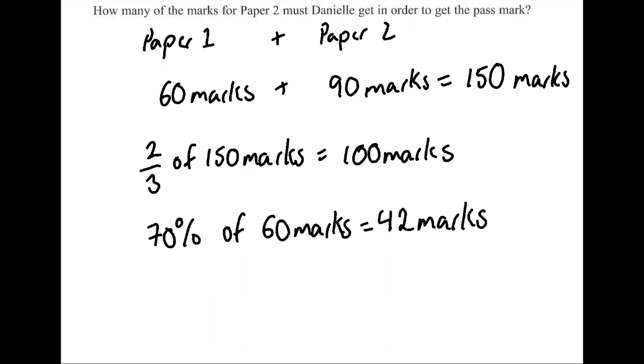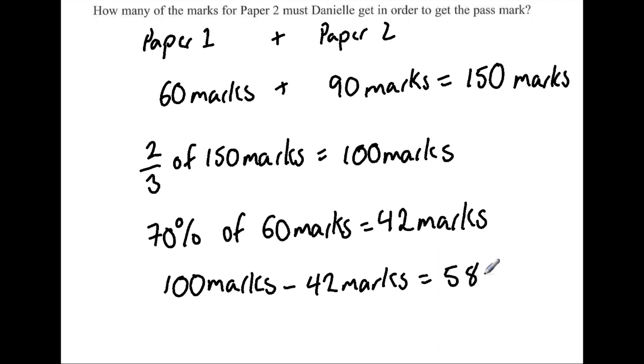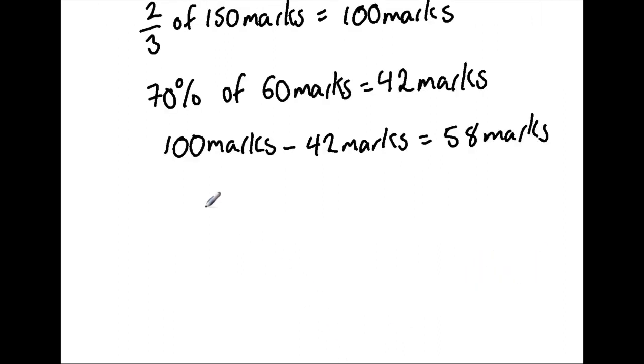Now to find how many marks Daniela needs to pass, I'm going to subtract 42 from 100. So 100 marks minus 42 marks is equal to 58 marks. So Daniela needs 58 marks in paper 2 to pass.